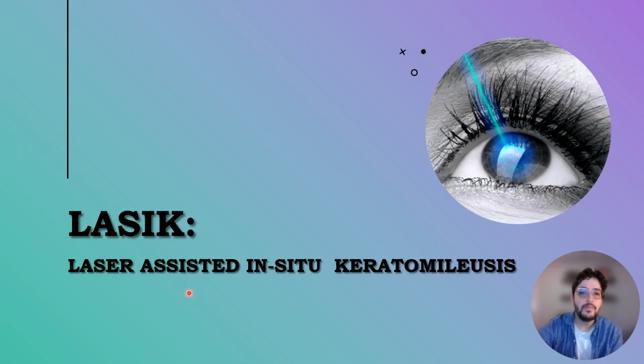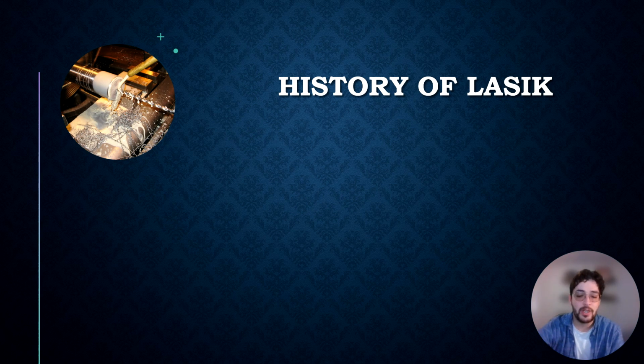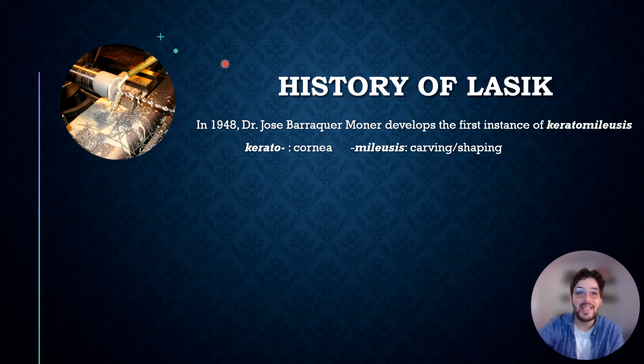So first, LASIK. It is laser-assisted in situ keratomyolysis. We're going to talk a little bit more about what that means in a second. And so the history of LASIK. Back in 1948, Dr. Jose Barraquer Moner develops the first instance of keratomyolysis. And if we break that word down, we have kerato pertaining to the cornea, which is that clear dome structure on the front of the eye. And then mylusis is the carving or shaping of something. So this here is the shaping of the cornea.